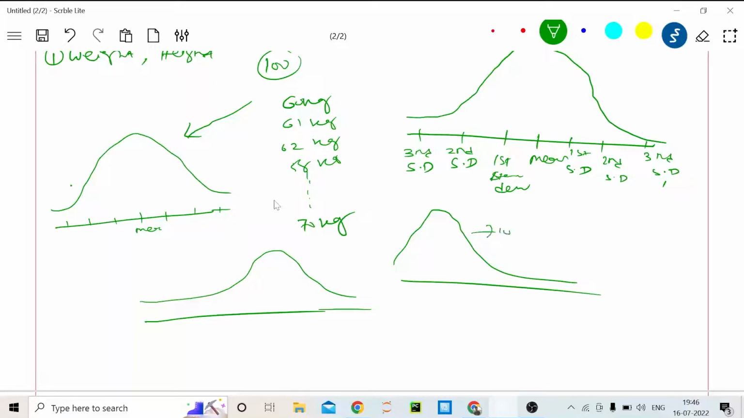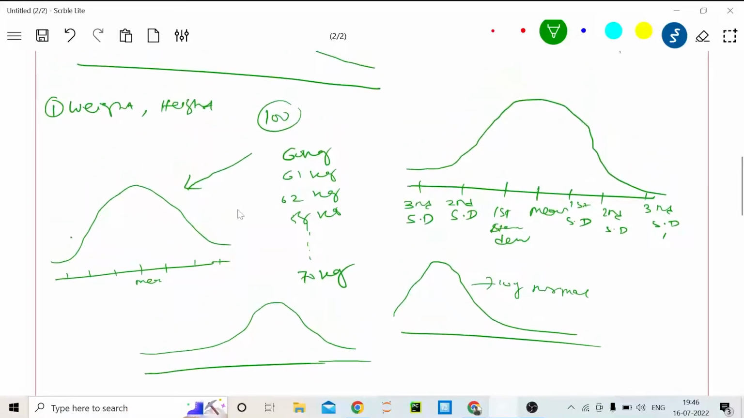That is nothing but called the log normal distribution. I will teach you in the upcoming hour. For now, I will tell you that the weight or height always follows the normal distribution. Then you may ask me why I am confident that it always follows the normal or Gaussian distribution. Then I will tell you one more thing.